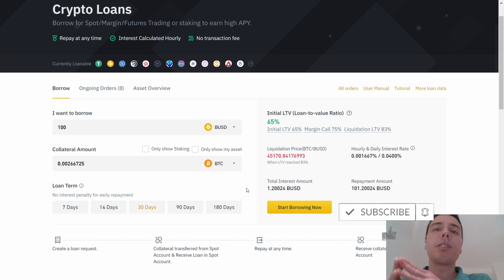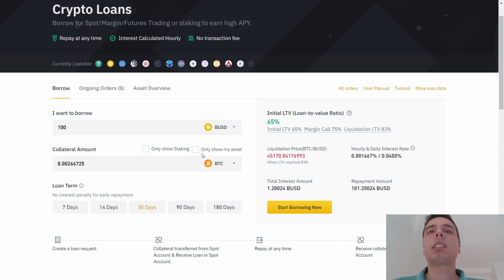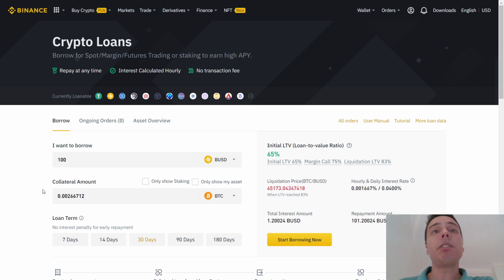So the total paid would be the 100 BUSD that you just borrowed plus the interest rate, which is 1.2 in our example. So the total amount would be 101.2 BUSD to repay by the end of these 30 days. Also, the interest rates can vary depending on which crypto. For example, if you're borrowing BUSD, it is 0.04% per day. But if you're borrowing Tether, then it's already 50% higher at 0.06%.